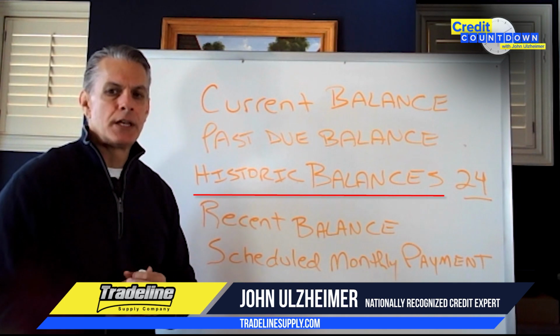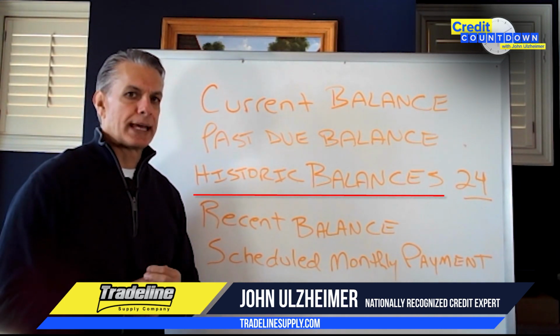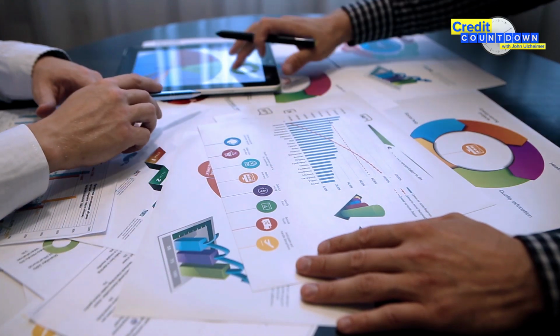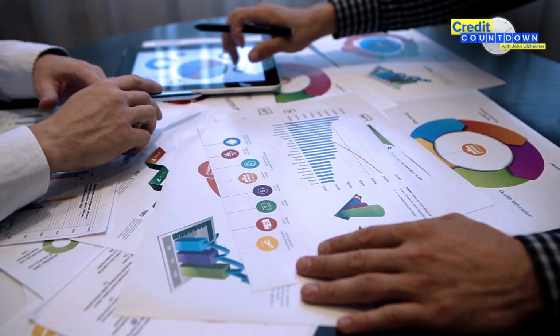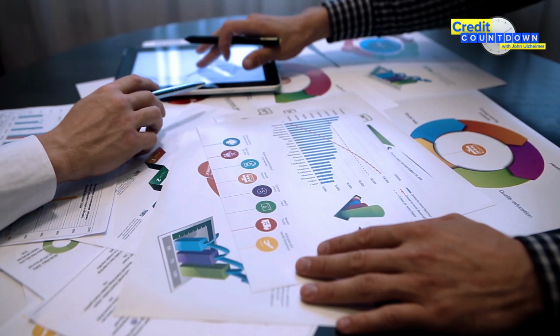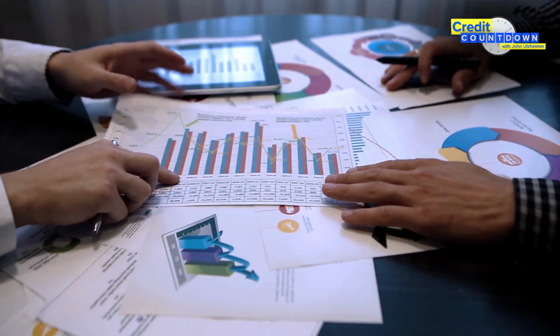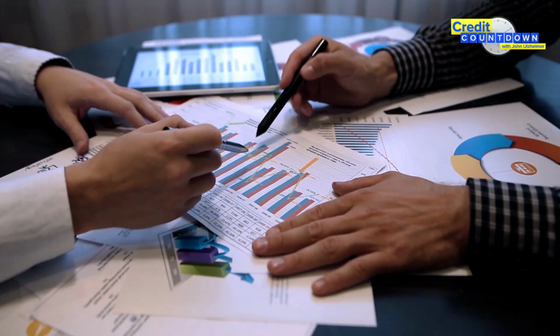Historic balances. If you've pulled your credit reports lately, in the past probably decade or so, you may have noticed that some of the accounts have a 24-month, or up to 24-month, chronology of your balance, the minimum monthly amount due, and then the amount that you actually paid.